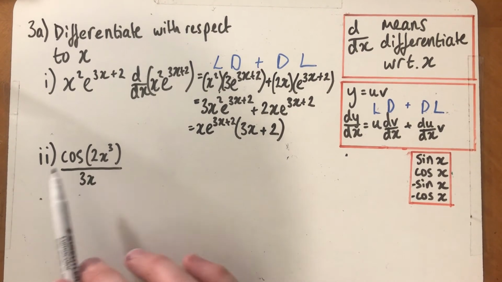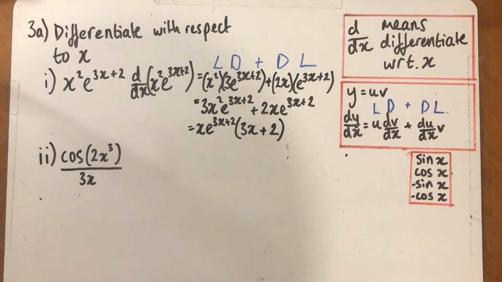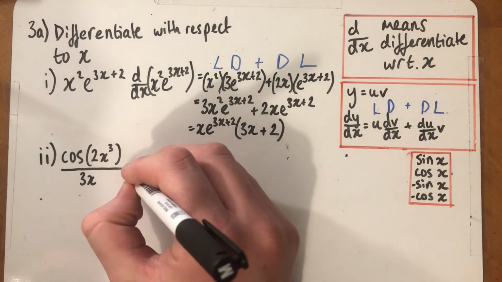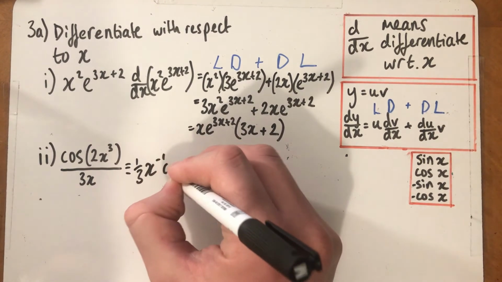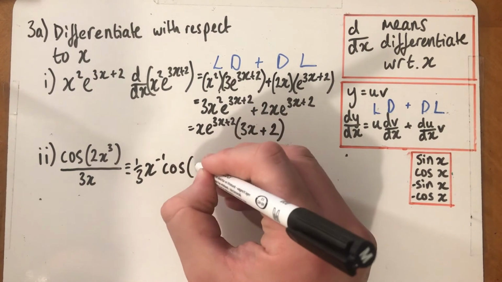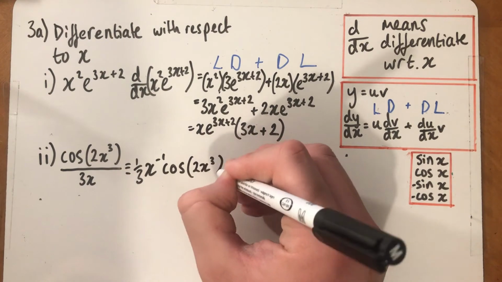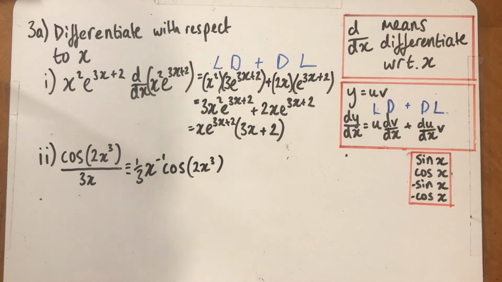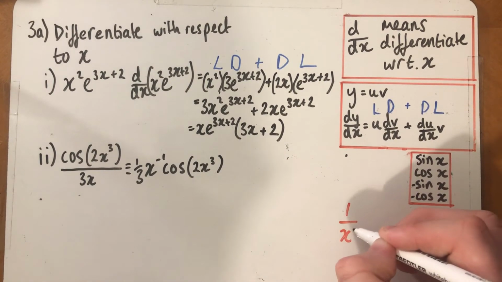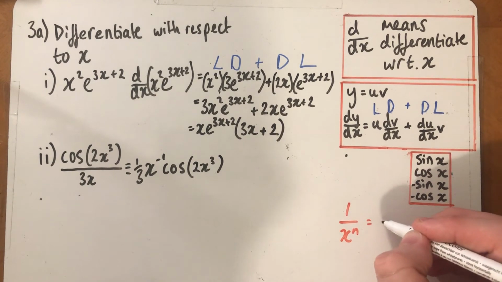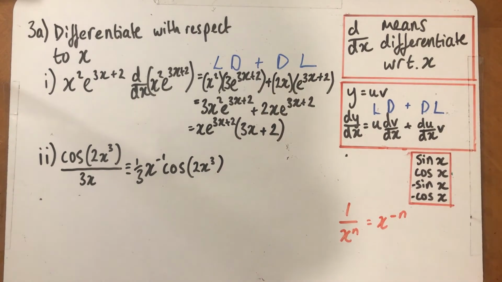Okay, so there's a few different ways you could do this. You could use a quotient rule because it's presented as a fraction. But what I'm going to do to make things easier, I'm going to say this is identical to 1/3 x to the power of minus 1 cos 2x cubed. Okay, so all I've done here is I've brought up the x. I've just used my knowledge of indice laws. 1 over x to the power of n is equal to x to the power of minus n. You should be familiar with that.